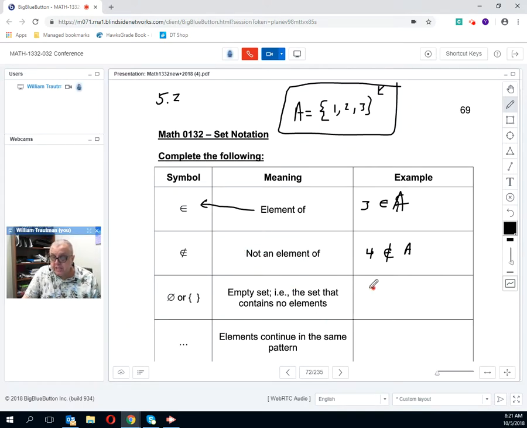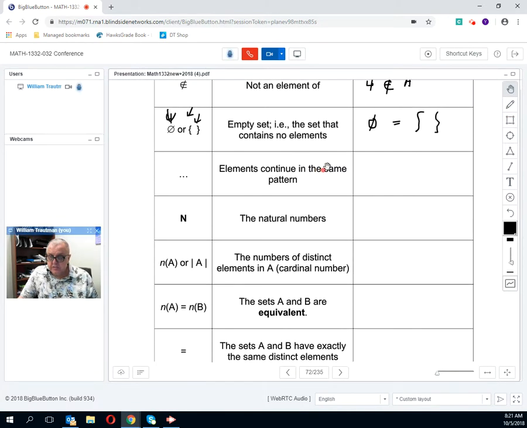The empty set, you can write it like this, or you can just write it like this in two set brackets. We have it over here. It's just a set that contains no elements. So you can't just say it's blank. You do have to have the set brackets or this symbol with the line through it. Both of those mean empty set. Let's see what else we have.